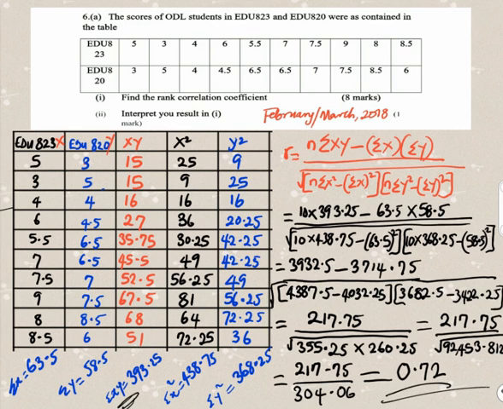This also shows that X and Y, or EDU823 and EDU820, are highly positively correlated. Take notes. There is high positive correlation between EDU823 and EDU820.